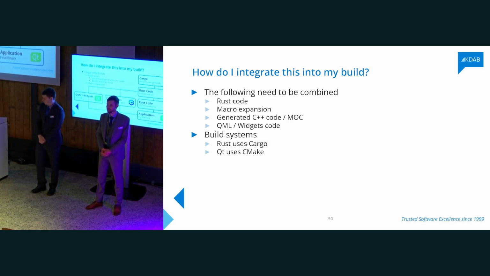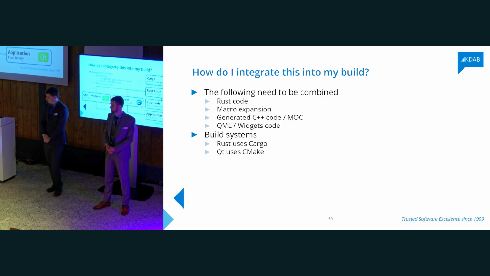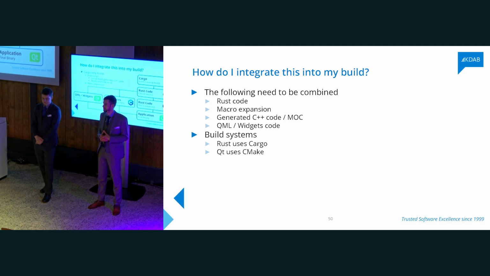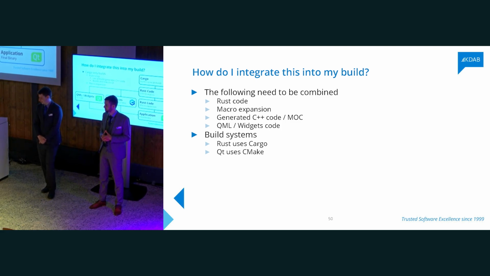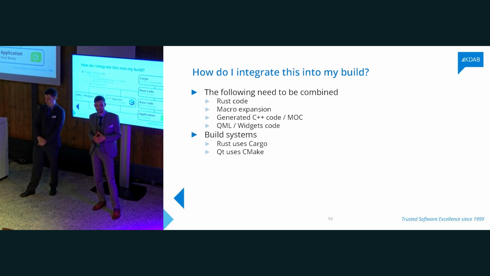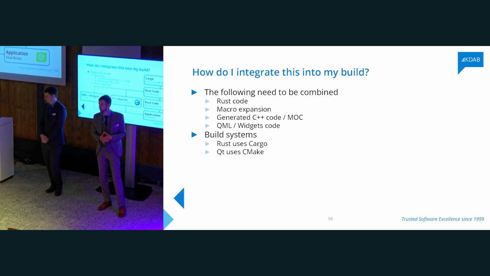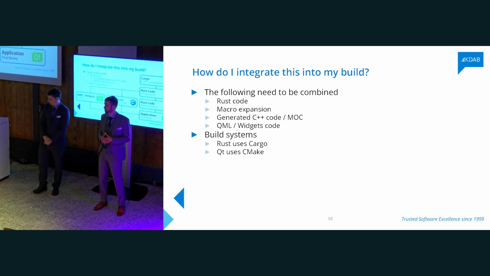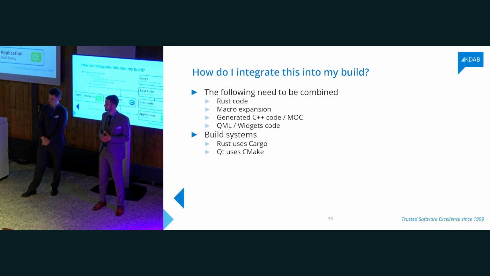For the build script here, we use CXX-Qt build. This is a library we've written to help you run the build script, and you tell it which files to look in that have the macro. Once it finds the macro, it then does any code generation that it needs to for the C++ side and automatically runs moc for you.